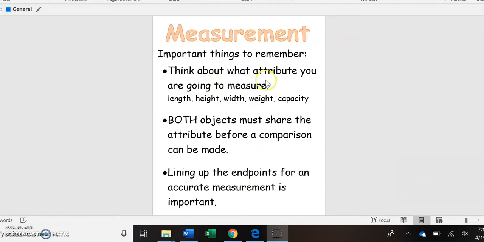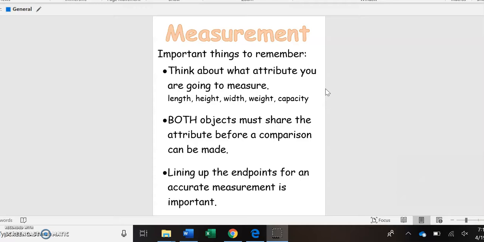So think about what attribute you're going to measure. Attributes that you're looking for with measuring are length, height, width, weight, and capacity. If you remember, we used to talk about attributes when we talked about shapes. We were looking for things like how many corners, how many sides. So when you're looking at attributes for things to measure, you're just looking at the one thing.